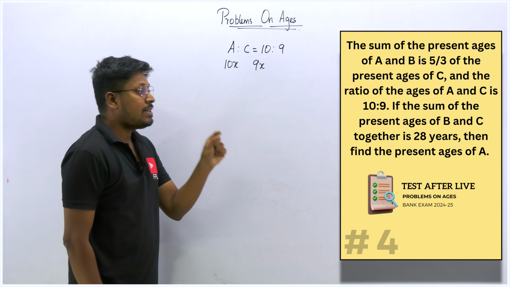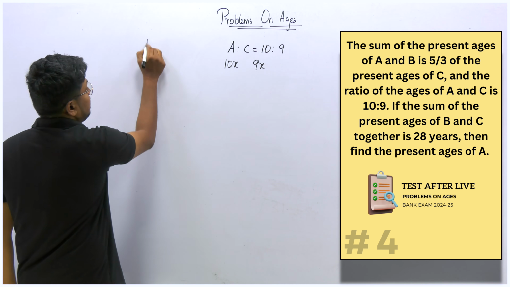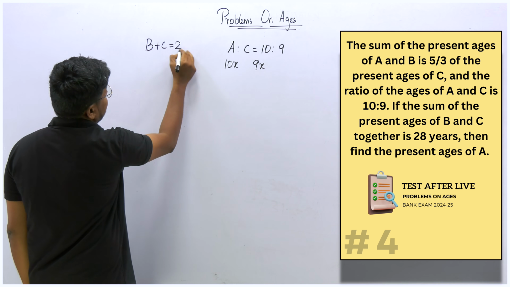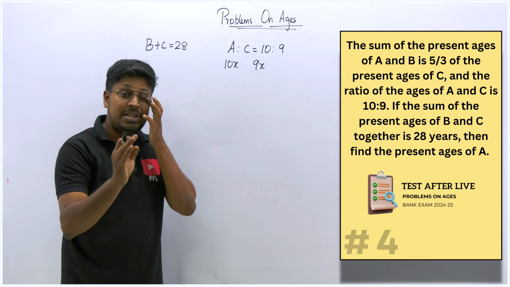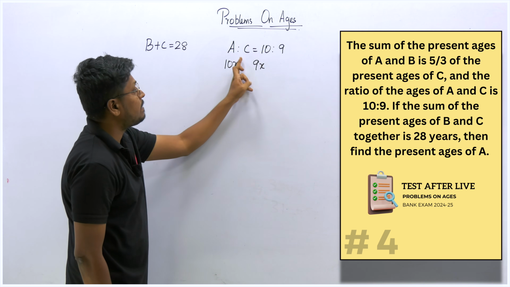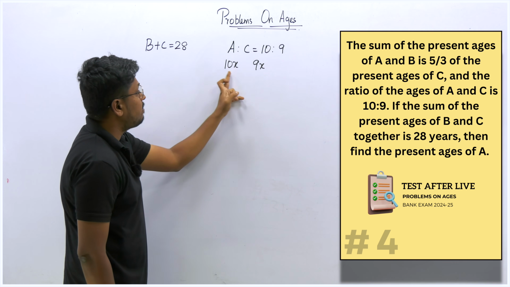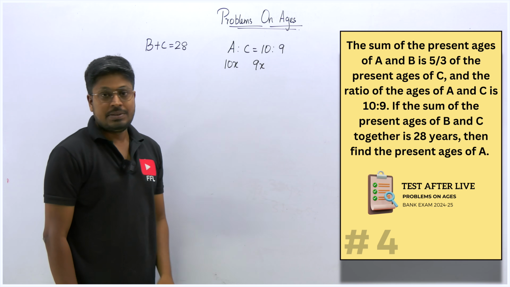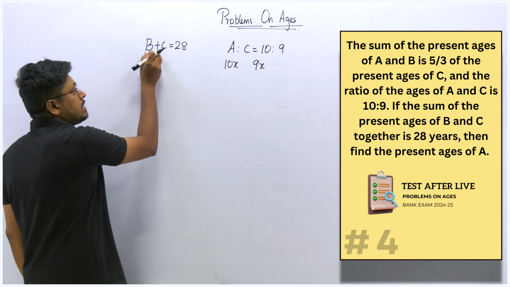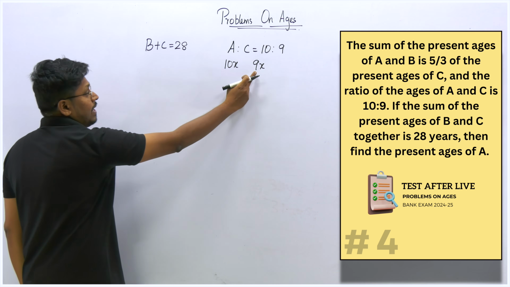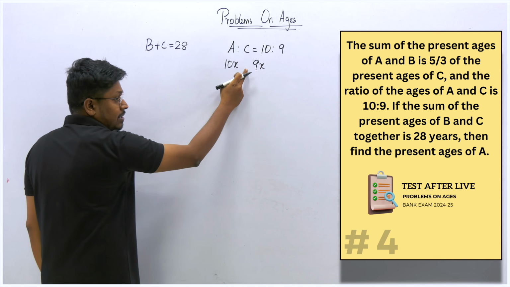So now the sum of present age of B and C together is 28 years. So B plus C, sum is how much? 28 years. So now what is our target? Our target is to find the present age of A, which is 10x. So without knowing the x value, you can't find the present age of A. So here they have given two clues. One is A is to C has been given, and then total sum of B and C has been given. So here I can substitute C as 9x. But for B, they didn't give you any equation here, direct number.